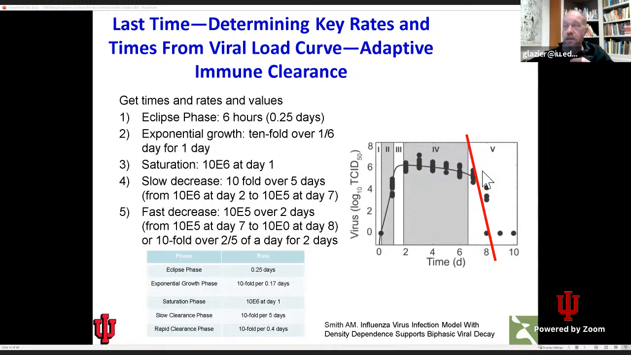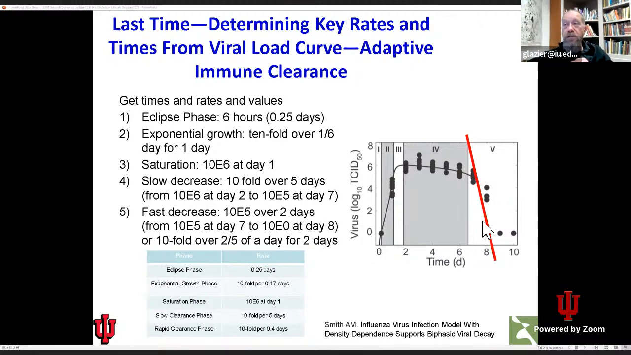And then in the tail, if we look in zone 5, we really only have 1-2 data points to describe that decay. And it doesn't fit a straight line very well, because these points here at day 8 are actually higher than that. But we have approximately a 10 to the fifth decay over 2 days.